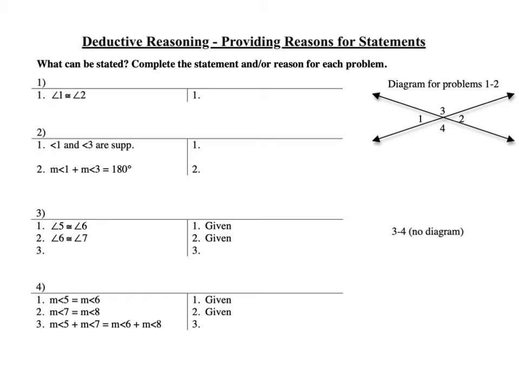So the way it works in a two-column proof is on the left side you have statements. So these are the statements. And on the right side you have reasons.